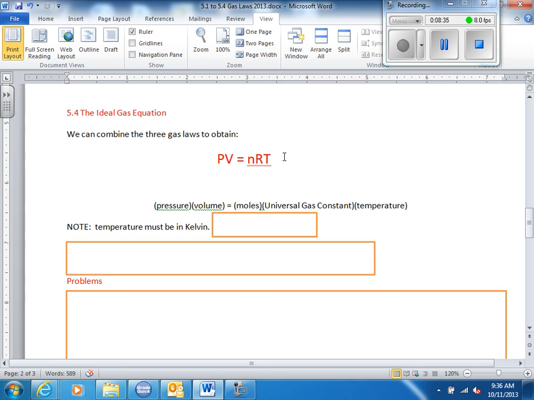The ideal gas law. If we combine those 3 laws, we get what's called the ideal gas law. All of your variables are defined right here. And again, I'm having you fill in this conversion from Kelvin to Celsius. This is a very important conversion that you will need to know. You'll have to use it very often throughout the whole school year.